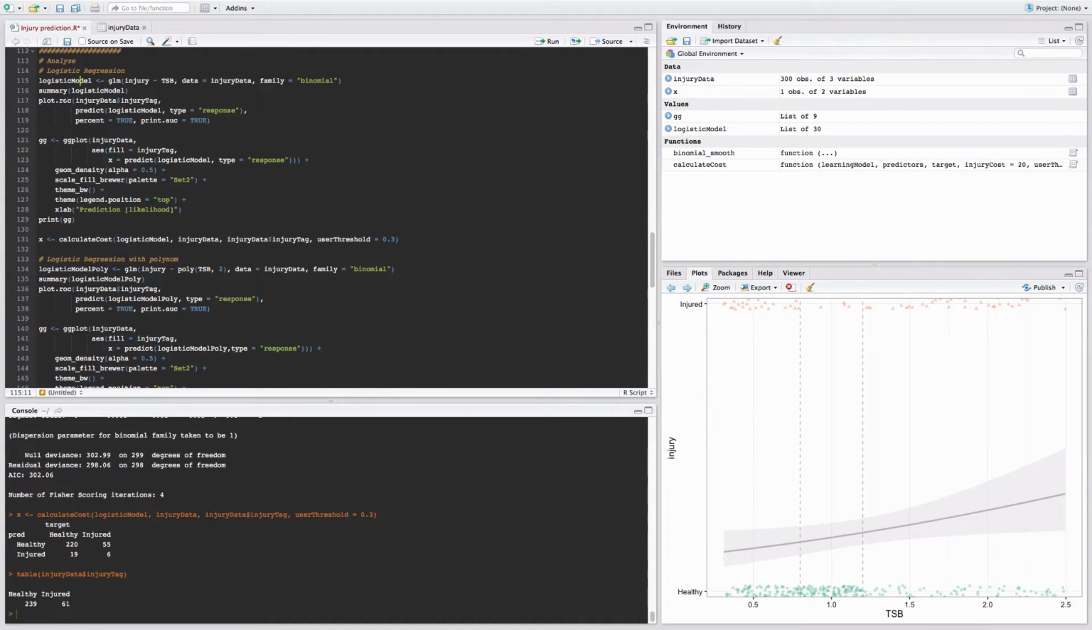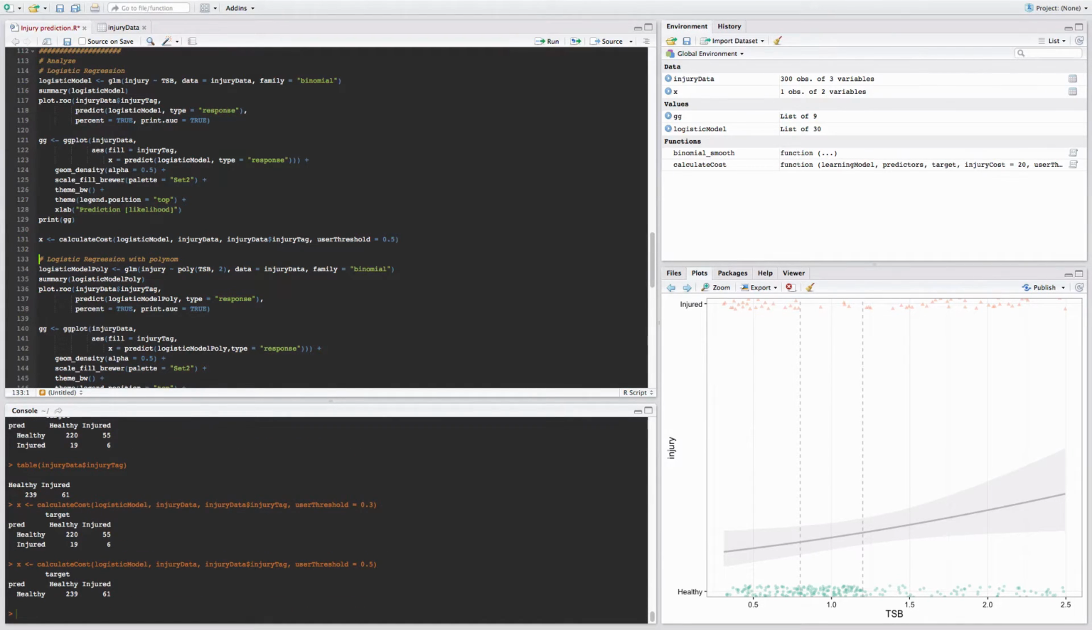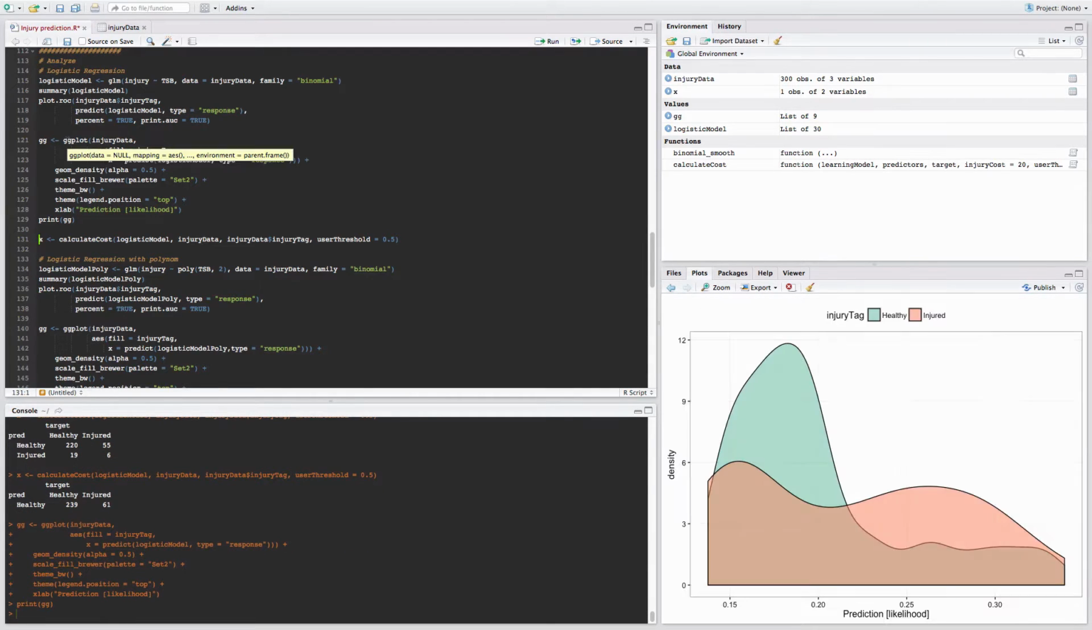Okay, so let's try another cost. So this is when we use 0.3, let's say 0.5. So with 0.5 we called everyone healthy, and let's just plot this first. I'll show you the same distribution as before. In this case, injury tag are the real guys, so real healthy and real injured, and we are plotting the distribution of the prediction of the model. As you can see, there's a big overlap.